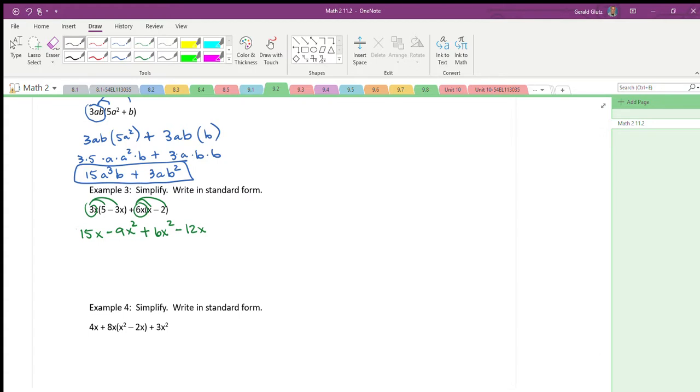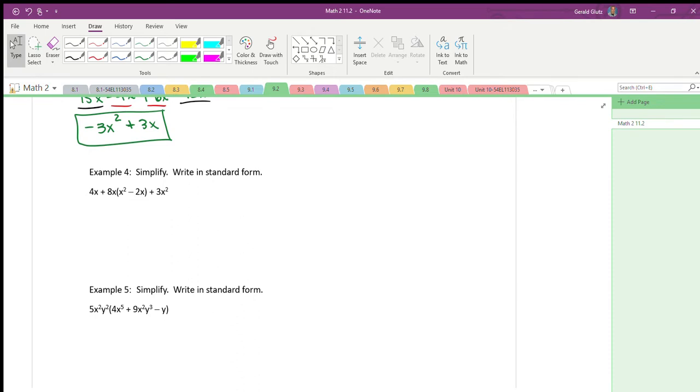Now I look for any like terms. I have 15x, negative 12x, negative 9x squared, and positive 6x squared. Remember, we start with the highest exponent, so I'm going to start with the x squared first. Negative 9x squared plus 6x squared would be negative 3x squared. And then 15x and a negative 12x, so 15 minus 12 is 3, so plus 3x. And that would be our answer right there.